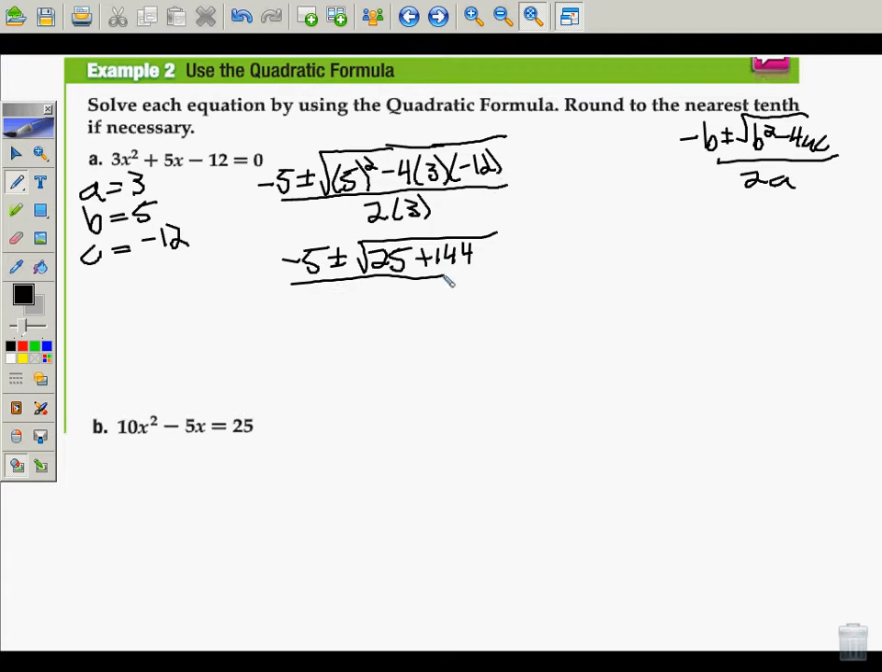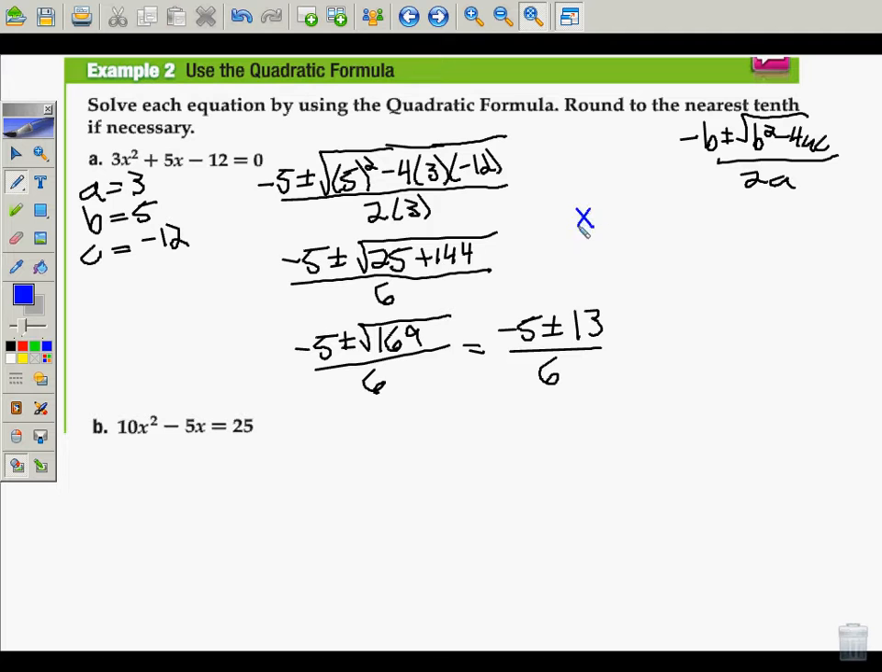2 times 3 gives me 6, which means I get negative 5 plus or minus the square root of 25 plus 144 is 169 over 6. And the square root of 169 is 13. So I get negative 5 plus or minus 13 all over 6, which means I'm going to have two different answers. I'm going to have x equals negative 5 plus 13 over 6. And I'm going to have x equals negative 5 minus 13 over 6.